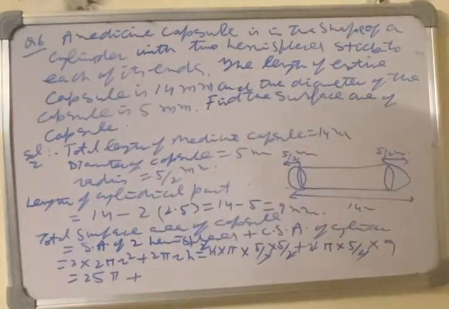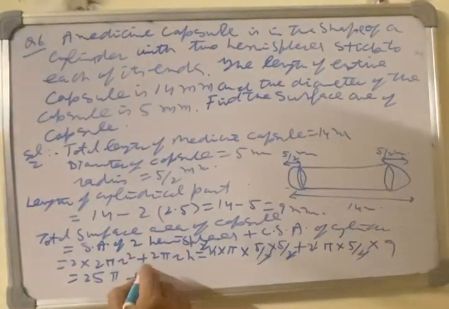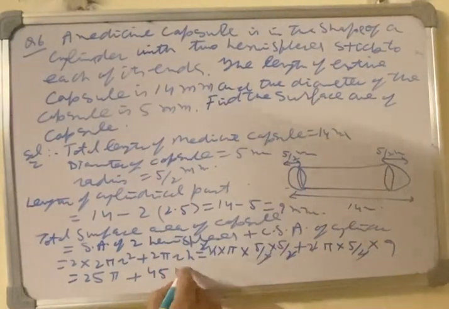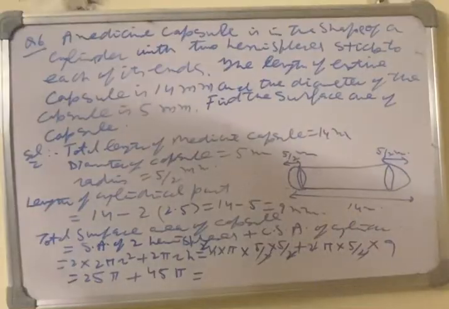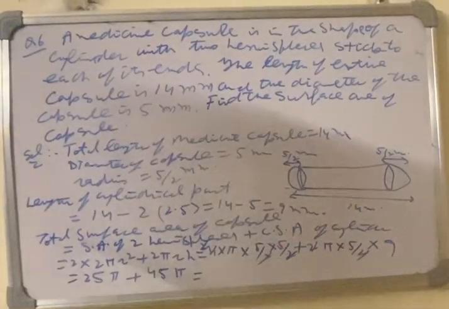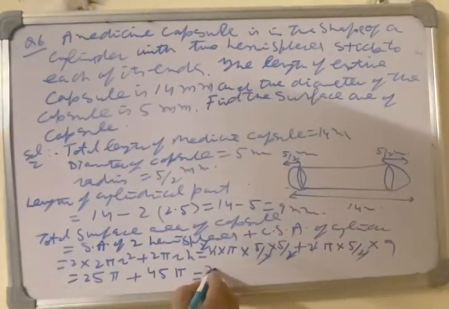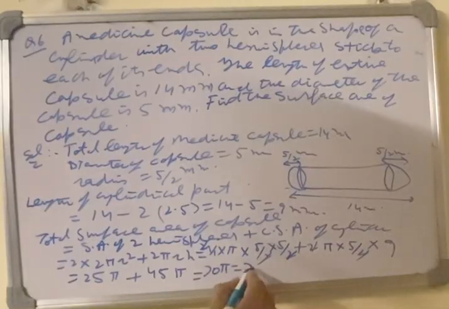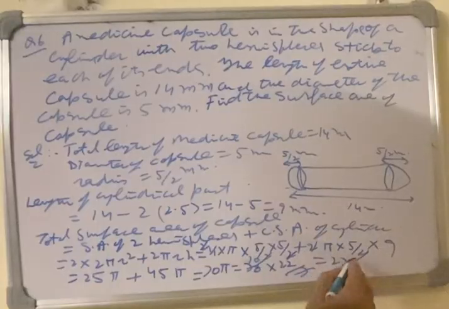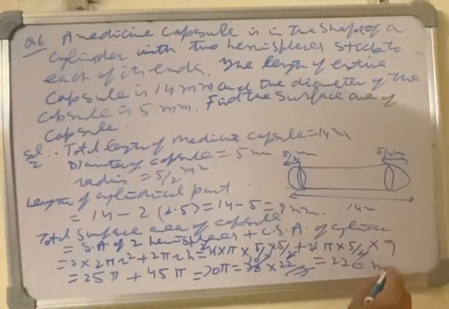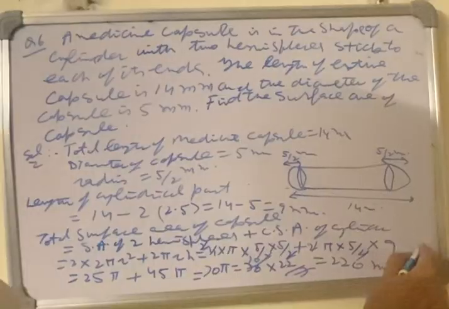plus 45 pi, which is equal to 70 pi, equal to 70 into 22 by 7. This is 220 millimeters square. This is the answer.